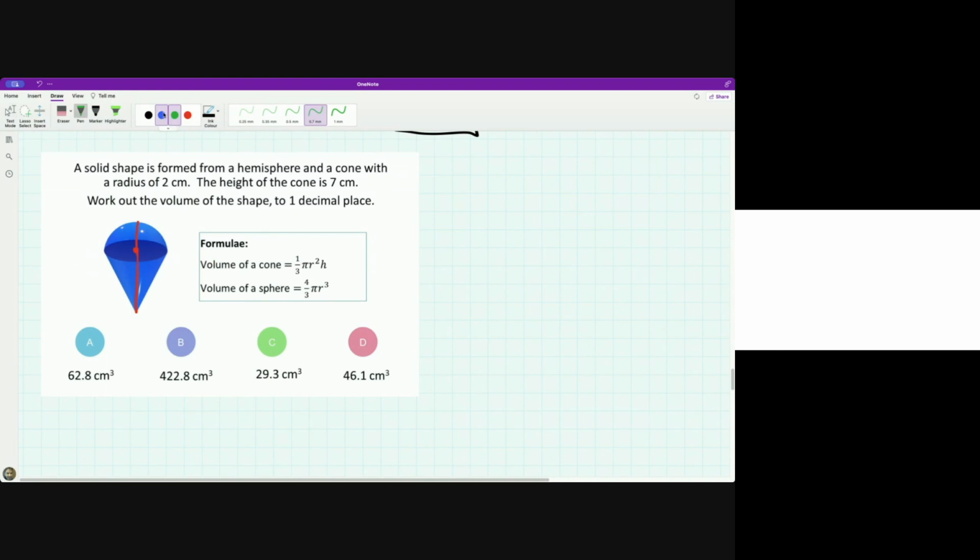I might have to try both ways. So you need a hemisphere and you need a cone, and then you need to add them together. You know what? I think what they mean is this whole thing is 7. So if that's 2 and that's 5, I'm going to try that first. If it doesn't fit, it doesn't fit.